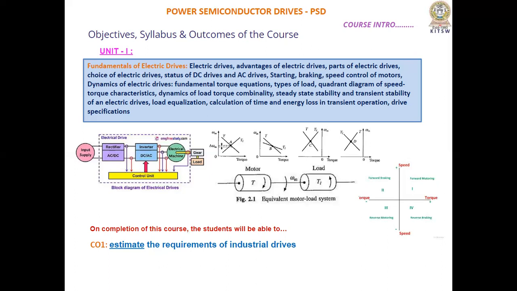What are the various types of loads that are connected? What is the load and motor combination? What is the electrical and mechanical equivalent? These are very much essential. Based on that, you can select a suitable converter and the control scheme. The selected motor operates in the forward direction, backward direction, and also in running or braking condition. So the total electric drive should provide the facility for this motor load combination operation. At the end of this unit, you will be able to estimate the requirements of industrial drives.